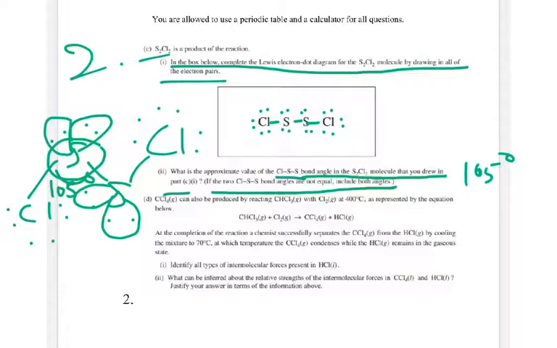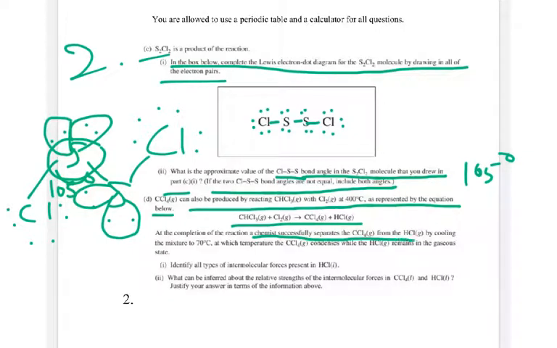Now let's look at D. CCl4 can also be produced by reacting CHCl3 with Cl2 gas at 400 degrees Celsius, as represented by the equation below. And that's the equation. They're all in a 1-to-1 ratio. At the completion of the reaction, a chemist successfully separates the CCl4 gas from the HCl gas by cooling the mixture to 70 degrees Celsius, at which temperature the CCl4 condenses while the HCl gas remains in the gaseous state.